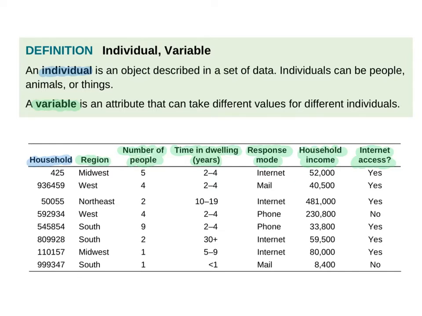So for example, this data table has things about a household here. So the household is the individual. That's the thing that we are collecting data on. And the variables are region, number of people, time in dwelling, and so on. So that's the information, or the varying things, hence variable, about that individual that we have collected information on.